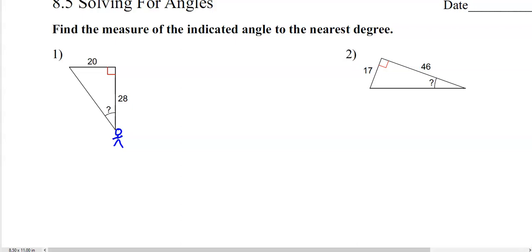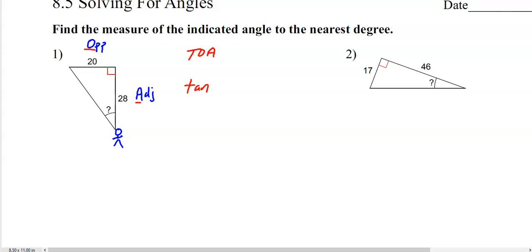Then you got to label the opposite, adjacent, hypotenuse. So 20 is your opposite. 28 is the adjacent, closest to you. We don't need and we don't have hypotenuse, so don't worry about it. So the O and the A, that tells me I have to use TOA. So I'm going to use tangent here.